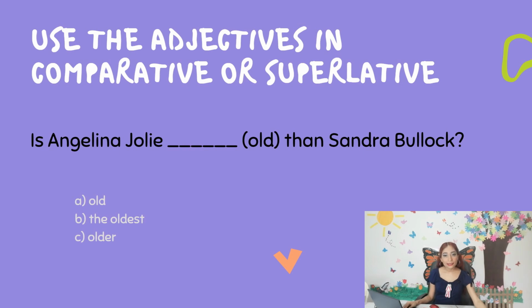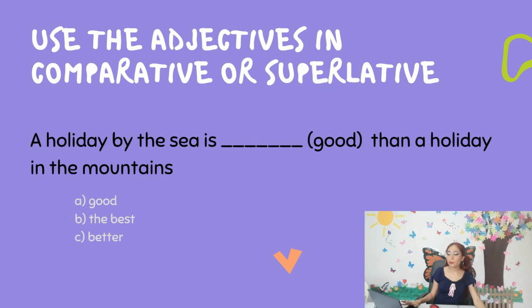The correct answer in this case will be C. Is Angelina Jolie older than Sandra Bullock? Because it's a regular adjective, we are just using comparative. And that's it.